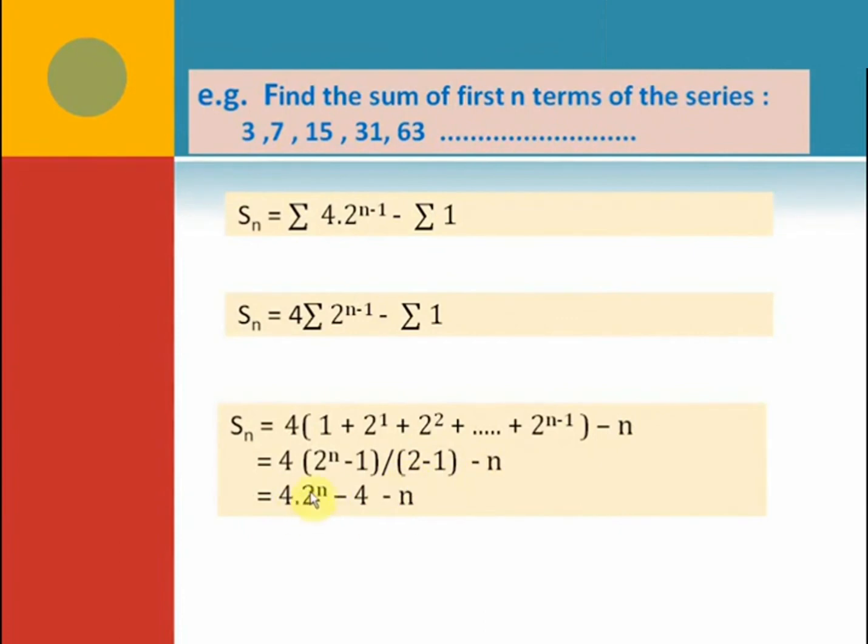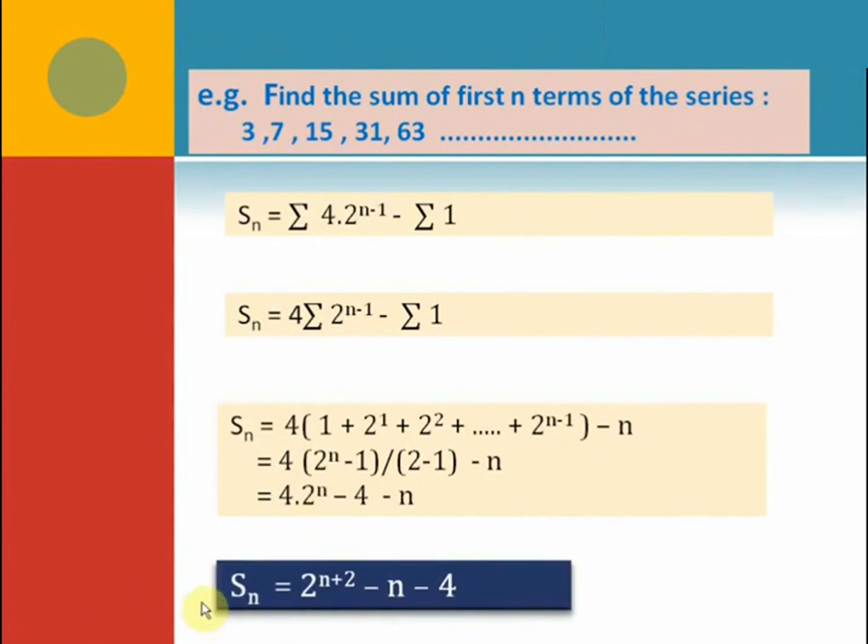This further becomes 4 into 2 to the power of n minus 4 minus n. Thus we get the value of Sn equal to 2 to the power of n plus 2. Why? Because we can write 4 as equal to 2 square. So 2 square into 2 to the power of n is equal to 2 to the power of n plus 2. This is minus n and this is minus 4. As the sum of the first n terms of the series 3, 7, 15, 31, 63 and so on is equal to Sn, which is equal to 2 to the power of n plus 2 minus n minus 4.